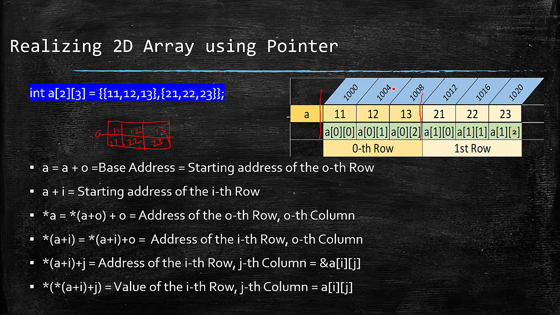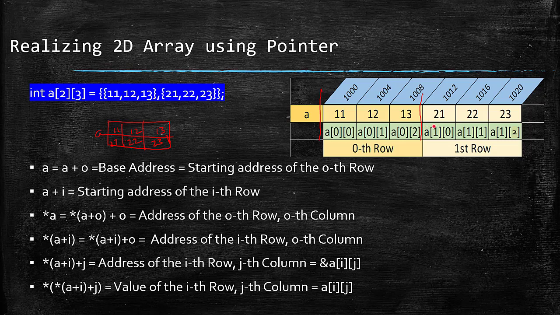So in this case, the starting address of the 0th row will be the same as the starting address of the A00 cell, that is 1000, and the starting address of the first row will be the same as the starting address of the A10 cell, that is 1012. You can see that the starting addresses of the two rows are 12 bytes apart, because each and every row takes 12 bytes of space.